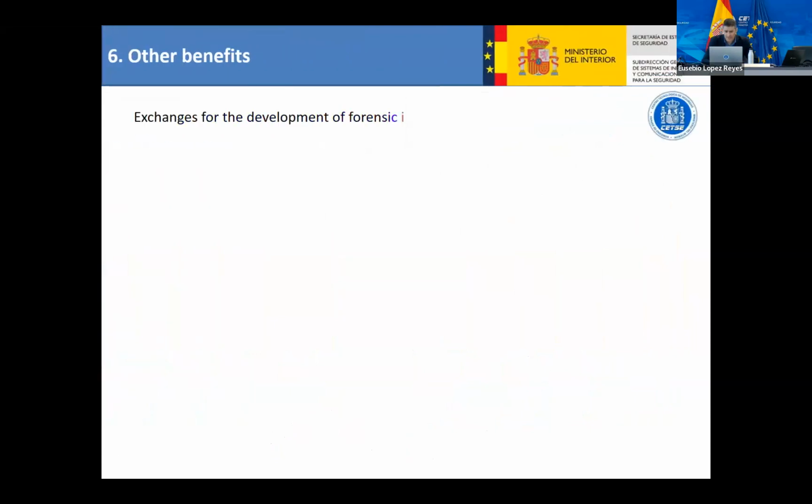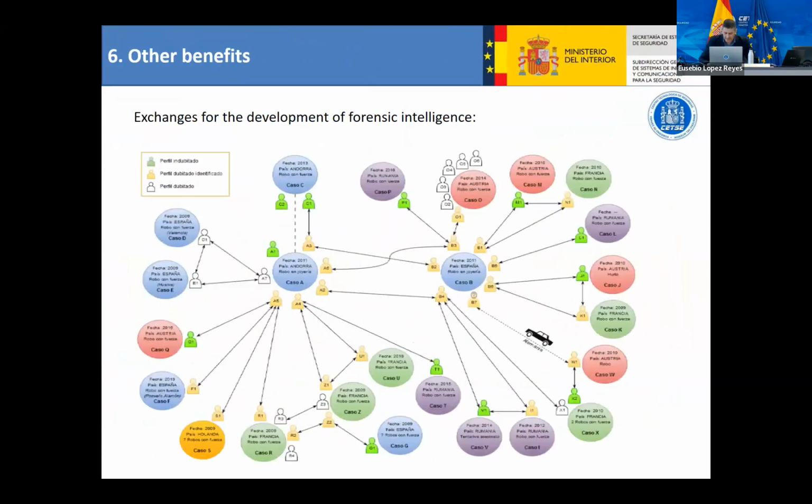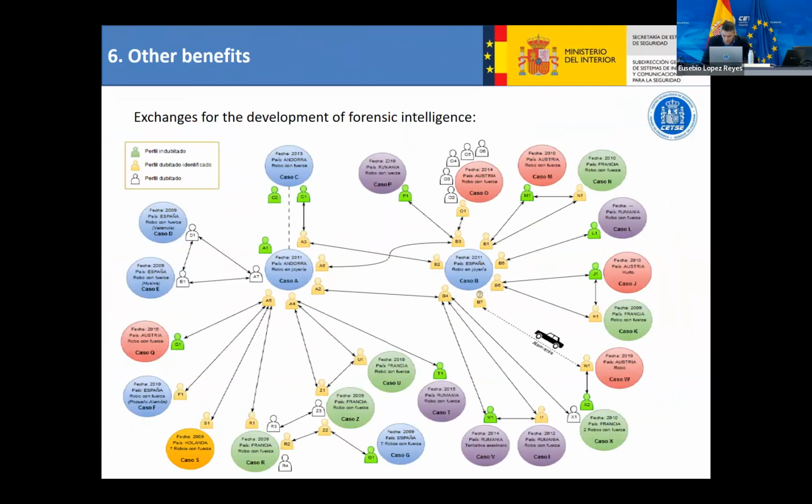And for example, this is a real case that happened in Europe. I think that you know this group called the Pink Panthers, a Serbian paramilitary group that was dedicated to committing crimes in exclusive jewelry stores and making a significant profit from the crimes. And with the genetic exchange within the Prüm territory, we were able to establish the relationship of the different criminals in various crimes committed throughout Europe. And once again, the utility of the genetic database is shown, not only to clarify crimes, but also for the development of useful forensic intelligence for investigating police units.